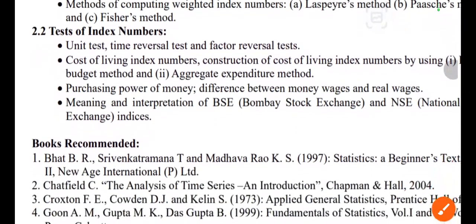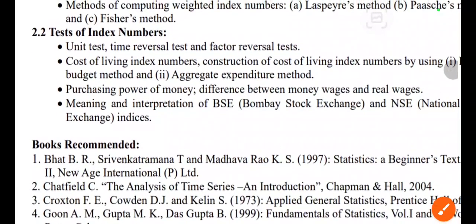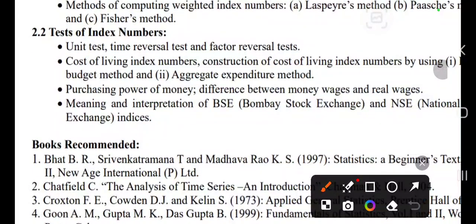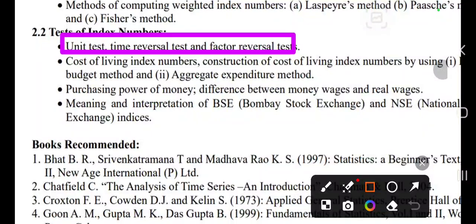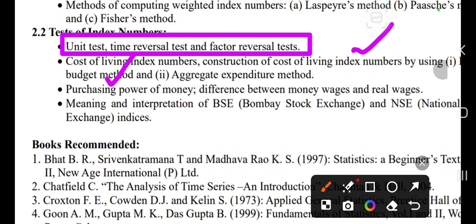On the same line, there are a few tests of index numbers: the unit test, time reversal test, and factor reversal test. And cost of living index number: what is meant by cost of living index number, and how to calculate it. One is the family budget method, the second one is the aggregate expenditure method. And the purchasing power of money, and the difference between money wage and real wage.